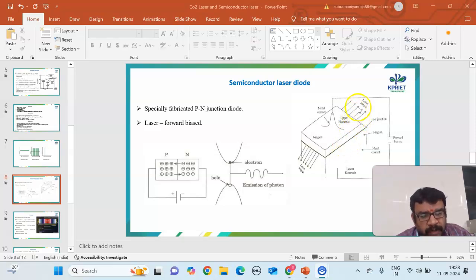As a result, your laser output will be coming. Here also, as we said, it is a forward bias because the positive region is getting connected to the P terminal, whereas your negative region, that is the bottom portion, is connected to the negative terminal. This is the metal contact, and this is the schematic diagram of the semiconductor laser diode.